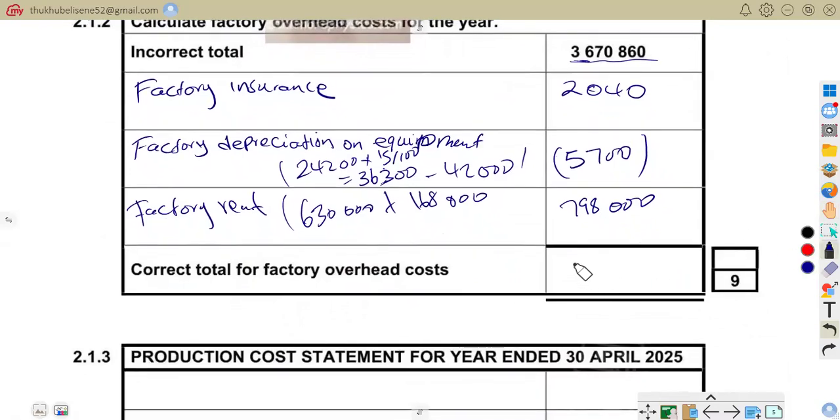So the correct total factory overheads is 4,465,200. So that is that. Then you get your 9 marks. So hope you're together, good people.